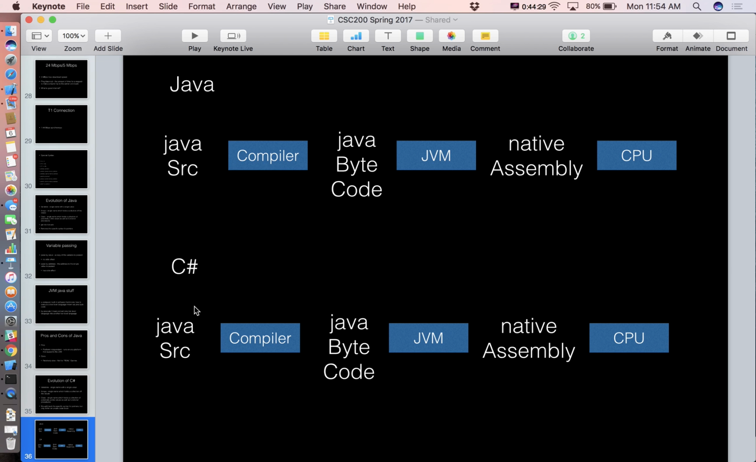C#. We take C# source code, it goes through a compiler, turns into MSIL, Microsoft Intermediate Language, which let's just call the same as Java bytecode, which then runs through the .NET architecture, which turns it into native assembly, which runs on the CPU. So at a glance, these look the same, right?